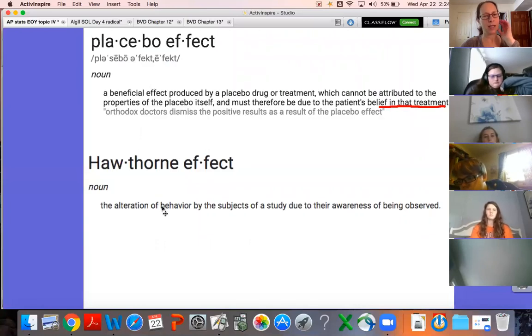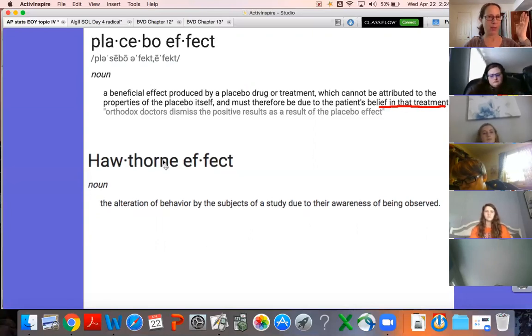Hawthorne effect is when people alter their behavior because they know they're being studied. So there's that famous story about changing the light bulbs at the factory and how productivity went up as they increased the lighting. And then even when they started decreasing the lighting, productivity still went up because they realized somebody's watching us. So that was the Hawthorne effect, which I thought was cool.